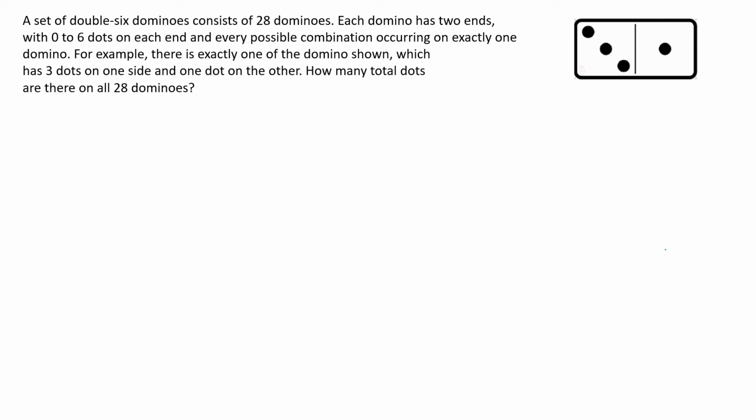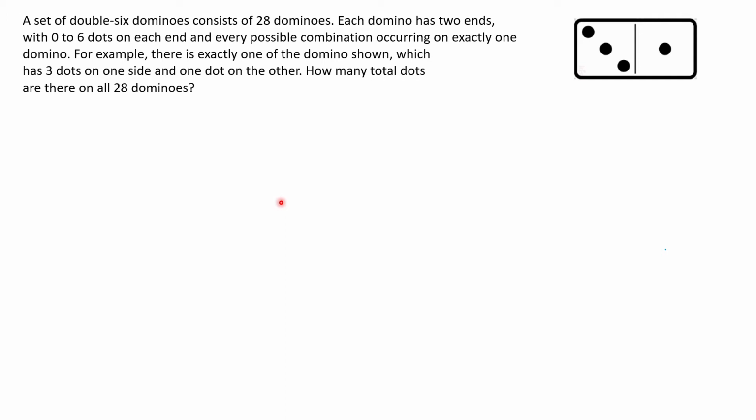Let's consider the following problem. A set of double 6 dominoes consists of 28 dominoes. Each domino has 2 ends with 0 to 6 dots on each end, and every possible combination occurring on exactly one domino. For example, there is exactly one of the dominoes shown right here, which has 3 dots on one side on the left and 1 dot on the other side. How many total dots are there in all 28 dominoes?